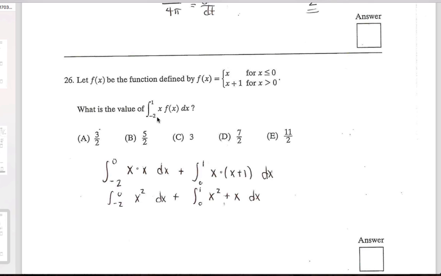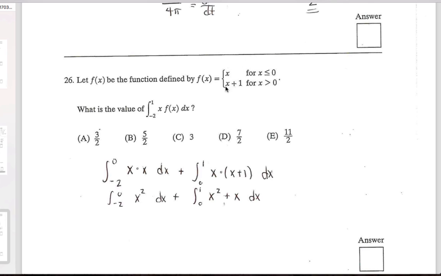So when they're asking you the antiderivative from negative 2 to 1, I have to split it up because I have one definition from negative 2 to 0, and then I have another definition from 0 to 1. So that's why I split it up between negative 2 and 0, and then 0 to 1. So I have x times f of x. What is f of x between negative 2 and 0? Between negative 2 and 0, my f of x is x, so that's why I put in that x there.